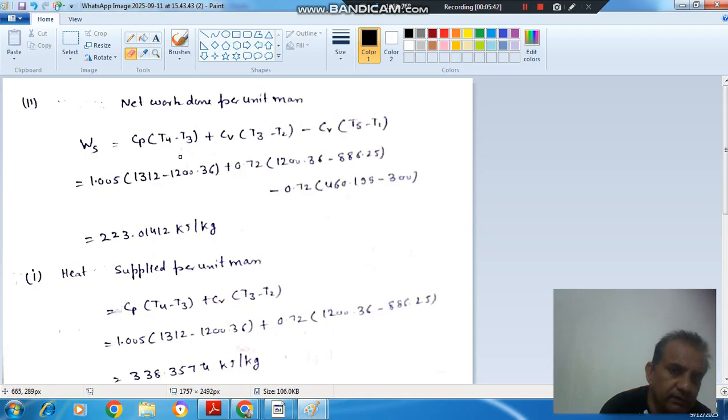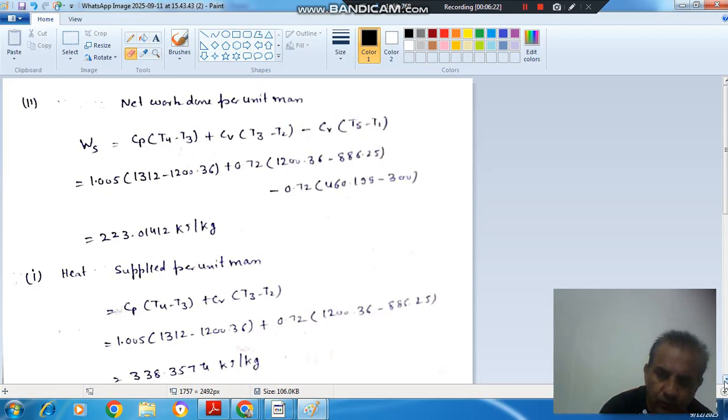So putting in the values, we have all of them: T4, T3, T2, T5, T1, and Cp and Cv are 1.005 and 0.718. From this we get the net work done per unit mass as 223.01412 kilojoule per kg. Now heat supplied is this part, which comes out as 338.3574. So efficiency is work done by heat supplied, so that is 65.91%.